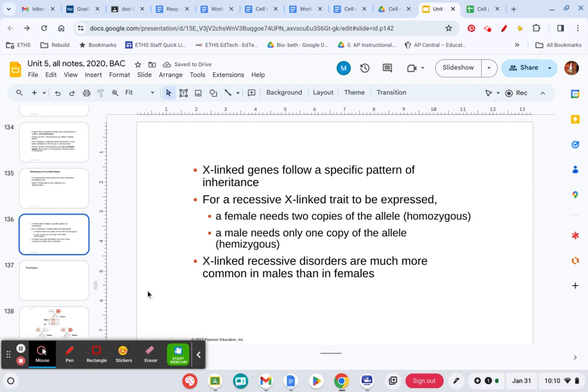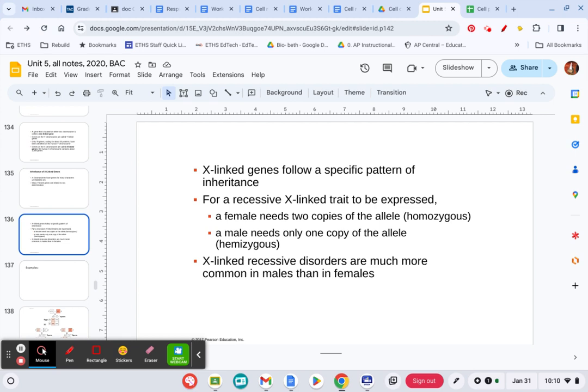X-linked genes follow a specific pattern of inheritance. I'm going to say it first, and then I'll go through it with you. For a recessive X-linked trait to be expressed, a female needs to have 2 copies of it, so they need to be homozygous for it. Males only need to have 1 copy, and we call that hemizygous. You don't really need to remember that, just because males cannot be homozygous, and I'll explain why that is.